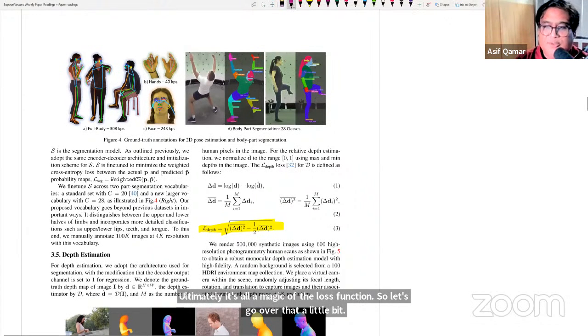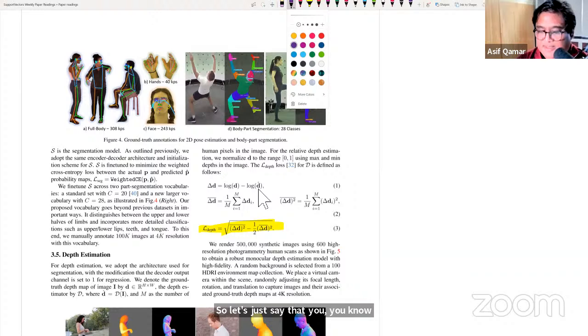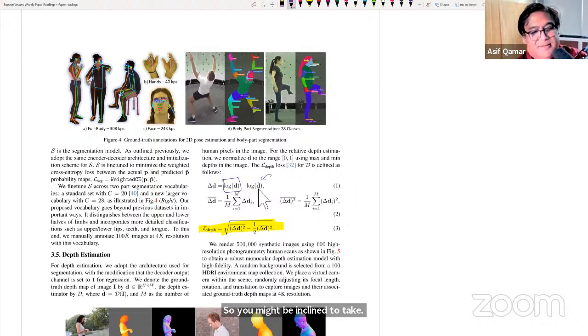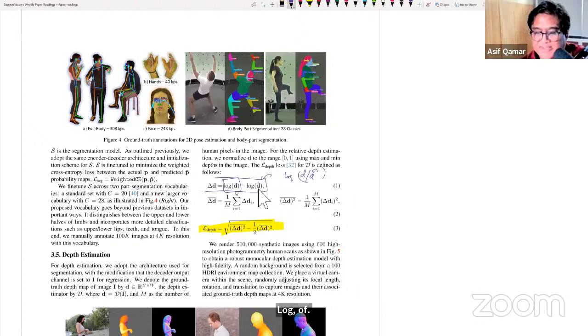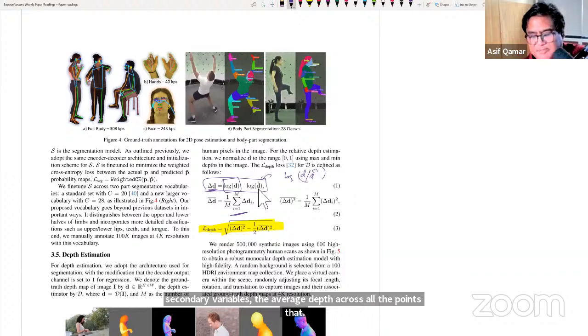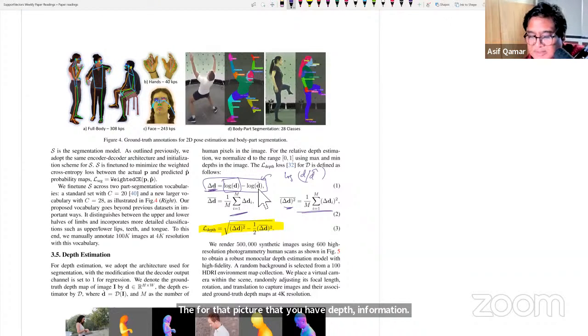So let us say that you know the ground truth. Let's look here. Suppose you know the ground truth, and you predict the depth. So you might be inclined to take d minus d hat as the error. But it is customary in computer vision not to take it like that. You actually take log of d over d hat, which is this expression. And so this is your delta D. This is the level of error that you made in the depth estimation. And from this, you create two secondary variables: the average depth across all the points for that picture that you have depth information for, versus the average of the depth and the average of the squared depth. Once you have this, this is known to be a good loss function for depth.